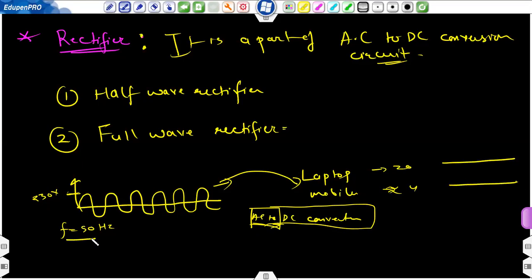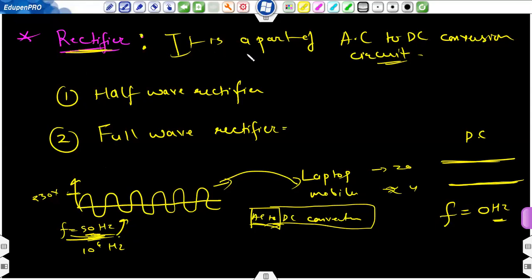The frequency of this signal is 50 hertz, and the frequency of a DC signal is 0 hertz, no variation, simply a straight line. So the frequency of this DC signal is 0 hertz, and the frequency of your household supply is 50 hertz, but you can have any frequency. In the lab we have a function generator, so we can have frequency in the megahertz range also, 10⁶ hertz also. Okay, so this is the main purpose of a rectifier.